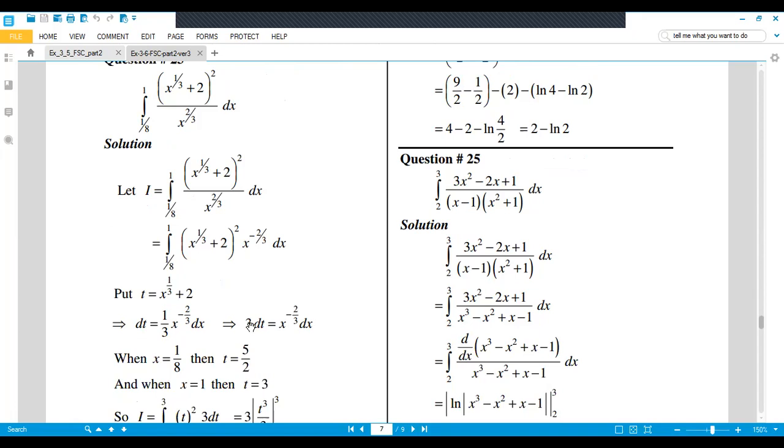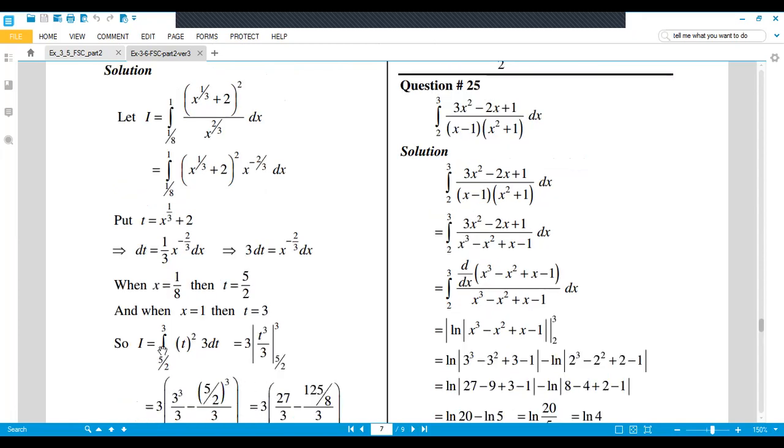In place of this you can write 3 dt. For the limit, if you put x equal to 1 over 8, then 1 over 8 to the power 1 over 3 gives 1 over 2, plus 2, so that will be 5 over 2. When you put 1, it will be 3. So in place of 1 over 8 you put 5 over 2, and in place of 1 you put 3.